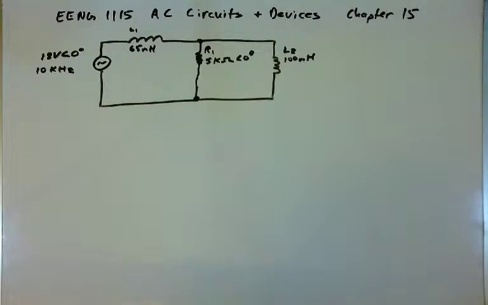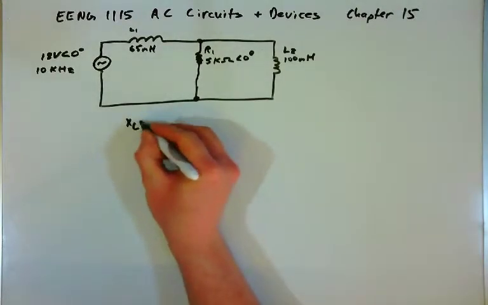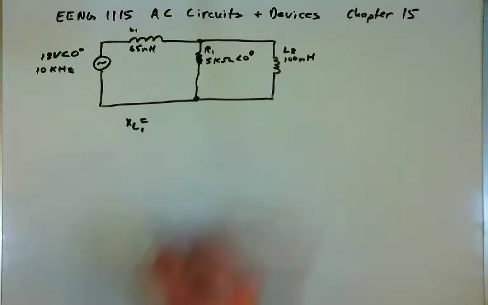Now we have a series parallel combination circuit. We have 18 volts at 0 degrees running at 10 kilohertz. And we have an inductor, 65 millihenries, that is in series with a parallel combination of R1 and L2, where R1 is 5 kilo ohms at 0 degrees and L2 is 100 millihenries. The first thing we need to do is find X sub L for each inductor.